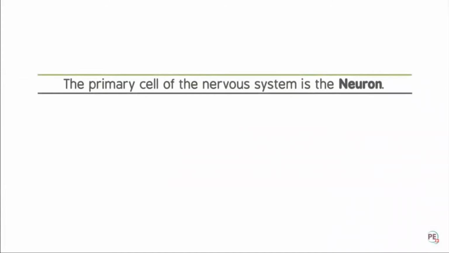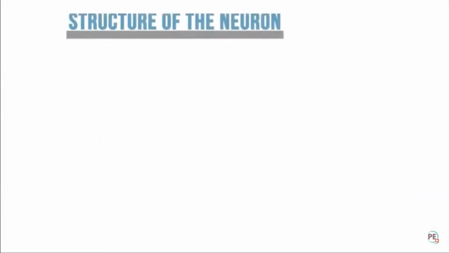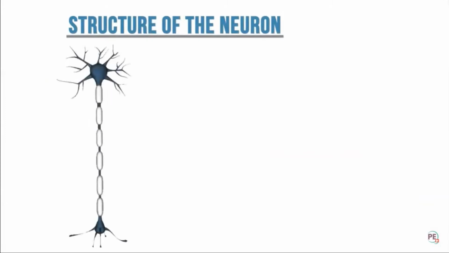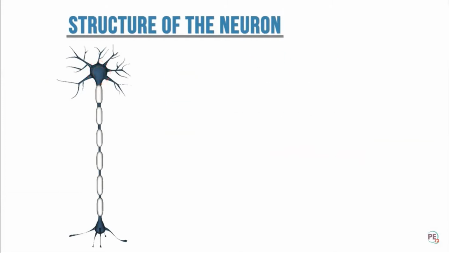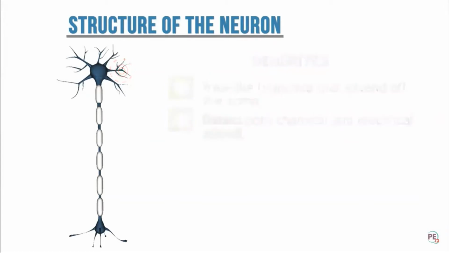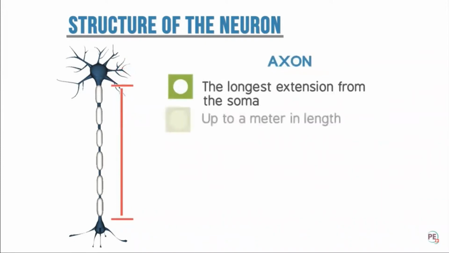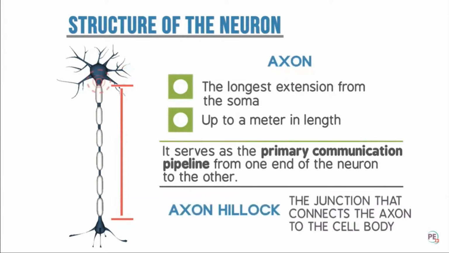The neuron is a very fascinating and vital portion of the nervous system because it allows the nervous system to communicate with the rest of the body. The structure of the neuron offers key features to help it transmit messages across relatively long distances. To begin, the neuron has a cell body, also known as the soma, which houses the cell nucleus. Next are the dendrites, which are tree-like branches that extend off of the soma. These are used by the neuron to detect both chemical and electrical stimuli. In the center of the neuron is the axon. The axon is the longest extension from the soma and can be up to 1 meter in length. It serves as the primary communication pipeline from one end of the neuron to the other. The axon hillock is the junction that connects the axon to the cell body.